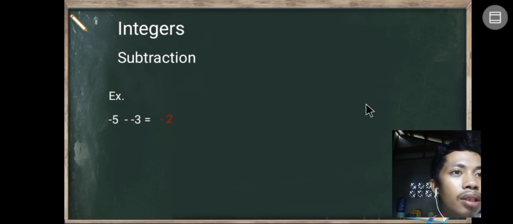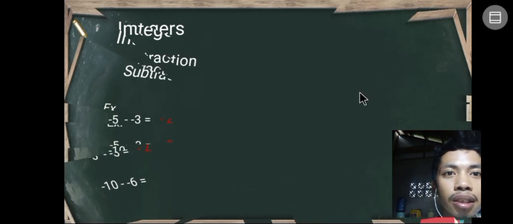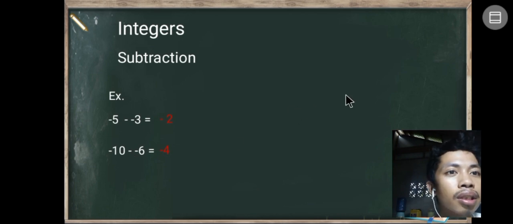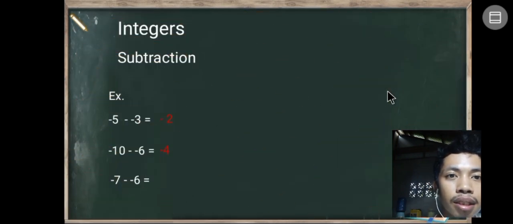Then, next one is negative 10 minus negative 6. Then, our answer obviously is negative 4 because we need to subtract automatically and copy the sign of our two integers, and that is negative. Then negative 7 minus negative 6, same process, so the answer is negative 1.